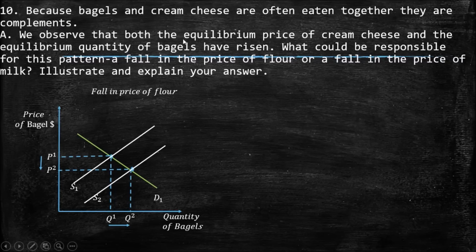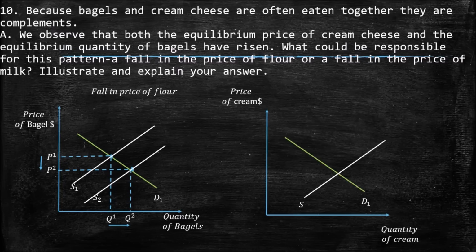So we see here how the equilibrium quantity of bagels has risen. Now we have to see that the equilibrium price of cream cheese increased. So now remember that cream cheese is a complement.